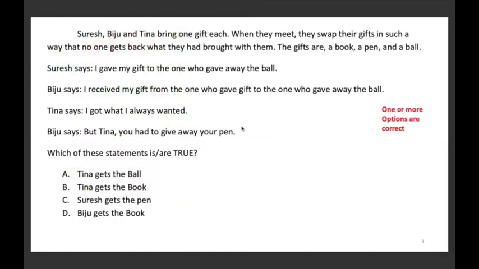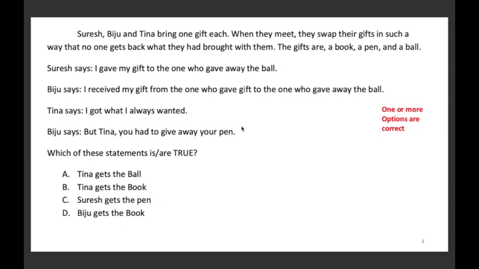Suresh, Biju, and Tina bring one gift each. When they meet, they swap their gifts in such a way that no one gets back what they brought with them. The gifts are a book, a pen, and a ball. We are given 4 statements by each of them. Suresh says, I gave my gift to the one who gave away the ball. Biju says, I received my gift from the one who gave gift to the one who gave away the ball. Tina says, I got what I always wanted. Biju says, but Tina, you had to give away your pen. Which of these statements are true? Okay. And then we are given options. One or more options are correct in this case.